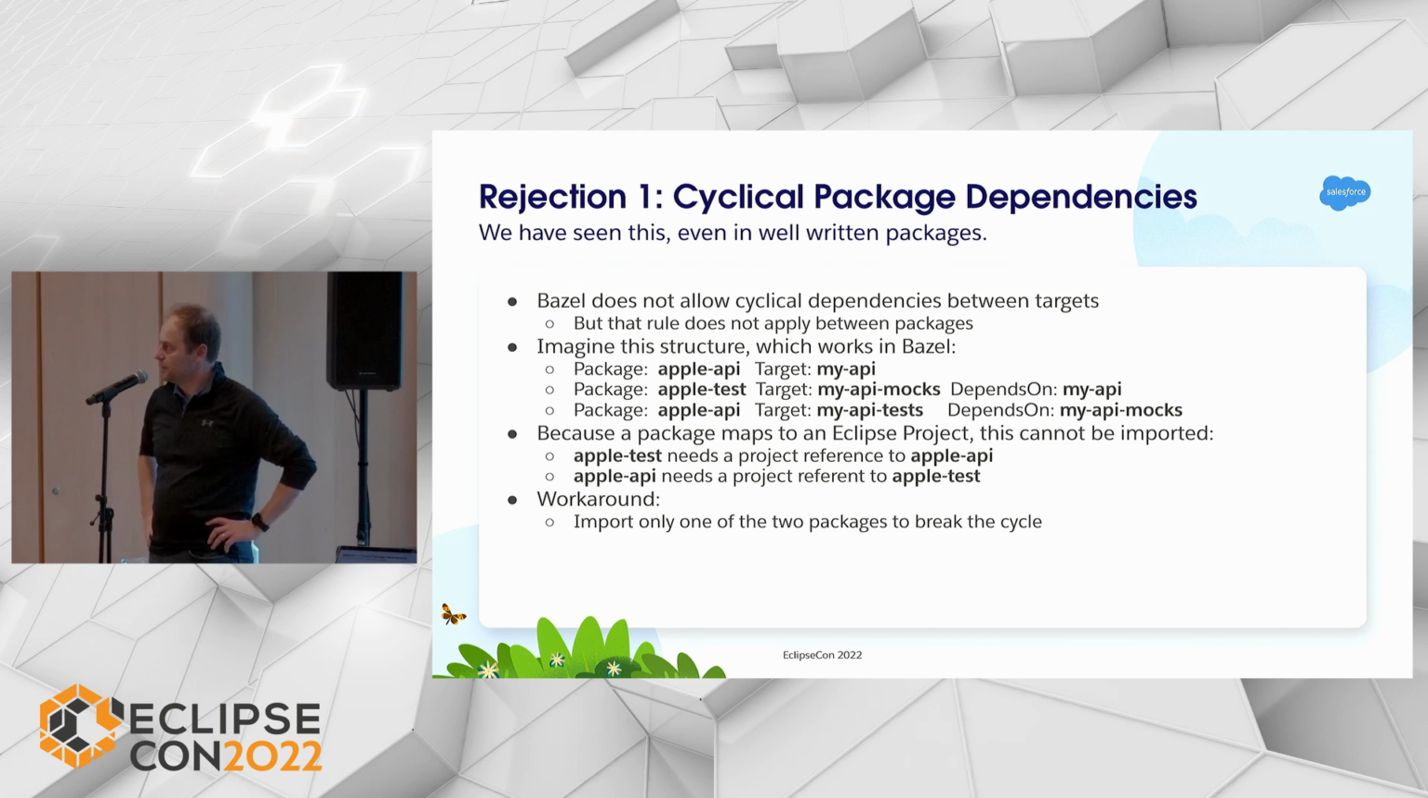But that rule in Bazel does not apply to packages. So it's not totally uncommon to have a Java library in one package depend on a Java library in another package, which depends back on a different Java library in that first package. And so in that case, we can't import both of those packages because Eclipse does not allow that. For a while, we tried to come up with different solutions for this, but in the end, we just said, you know what, we can only go so far with this. So the workaround here is that you can only import one of those two packages.